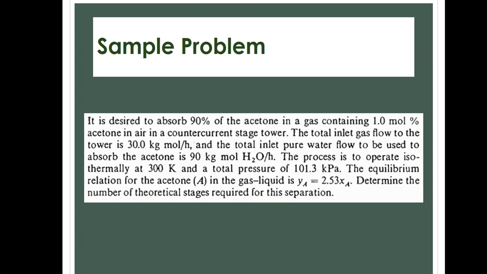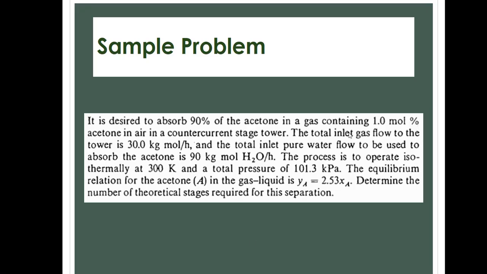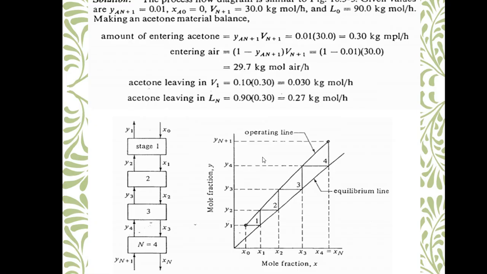Before you even start solving a problem, you always have to accurately illustrate the problem. In this case, you are given YA N plus 1. This is the concentration of the gas that enters the tower. That's 0.01, because 1% is 0.01. That is the concentration of the gas that is to be processed by your column. Your solvent is pure solvent, so its XA0 is 0.